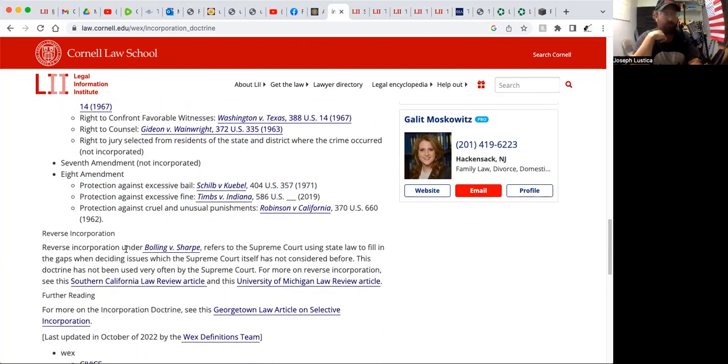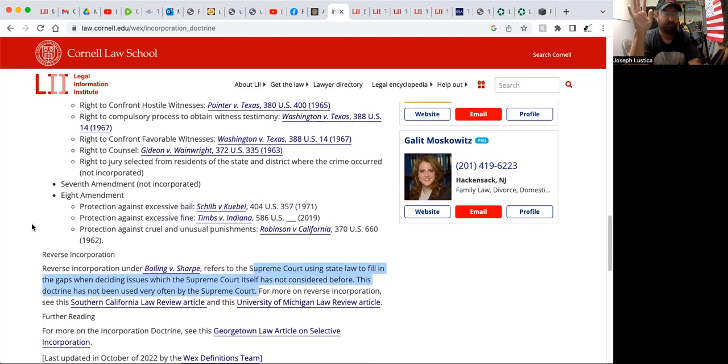Now, reverse incorporation refers to the Supreme Court using case law to fill in the gaps when deciding issues which the Supreme Court itself has not considered before. This doctrine has not been used very often by the Supreme Court. Okay, so now they're doing it in reverse. They're using state law to fill in these gaps, right, with the Supreme Court cases. But that's pretty much it, okay? So that doesn't happen too much. I guess you can see these other ones. I'm not going to look at those.